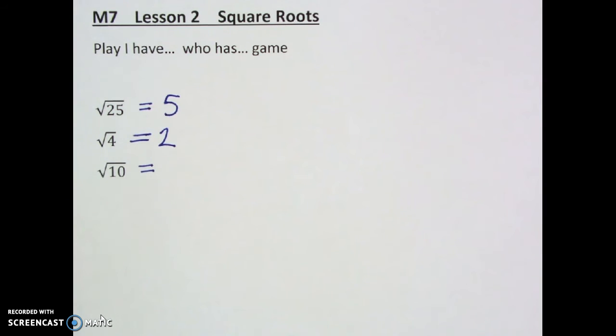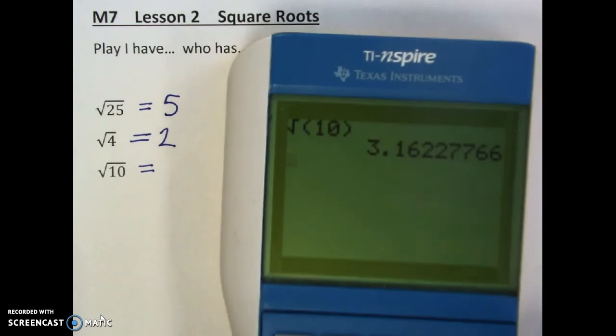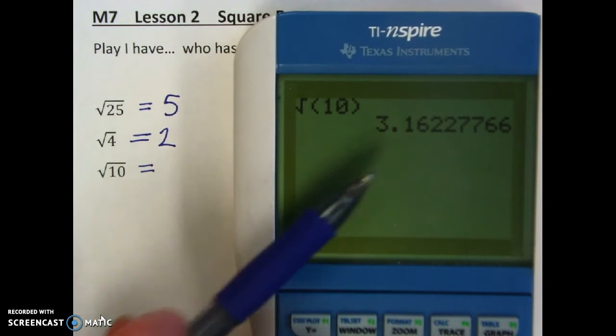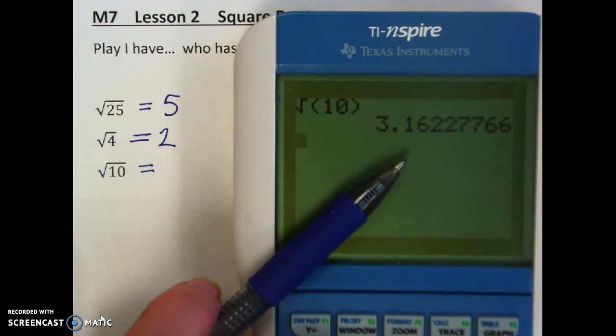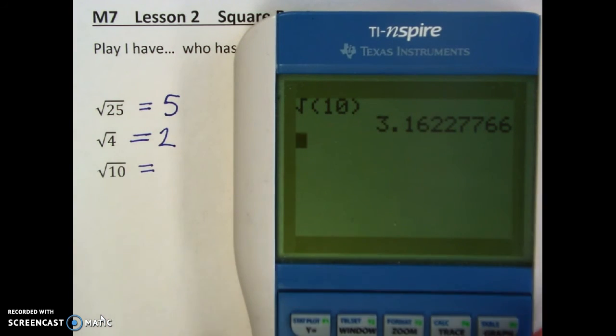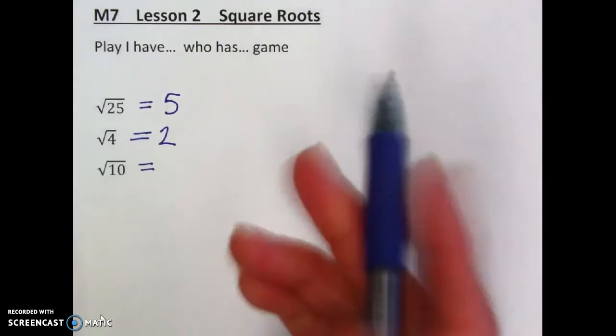You're not actually able to work that and get an answer. There is nothing. If you take 3 times 3, you get 9. If you take 4 times 4, you get 16. So there's not going to be a whole number. But if we take the square root on the calculator, we'll get a decimal approximation to this. So because we know that the square root of 10, let me write that down, 3.16. This is approximate.